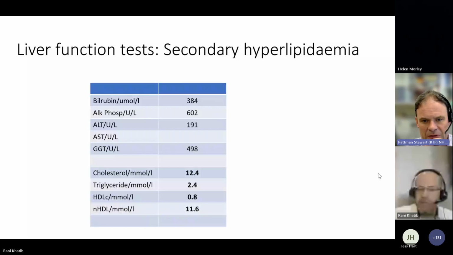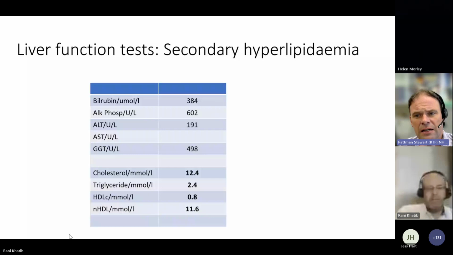This was an elderly patient who had jaundice, visible jaundice, with the bilirubin being 384 there. Alk Phos was raised. ALT was raised slightly, but in context of the bilirubin, the rise in Alk Phos wasn't quite as significant, and the gamma GT was up there as well. Now the cholesterol was measured at the same time. We thought this was a pathology related to gallstones due to pain also being present, and you can see the cholesterol here is markedly high, 12.4, triglycerides 2.4, HDL 0.8, and non-HDL 11.6.